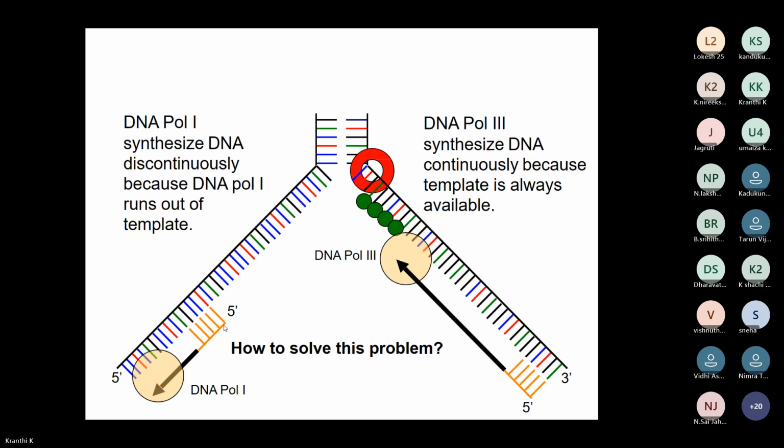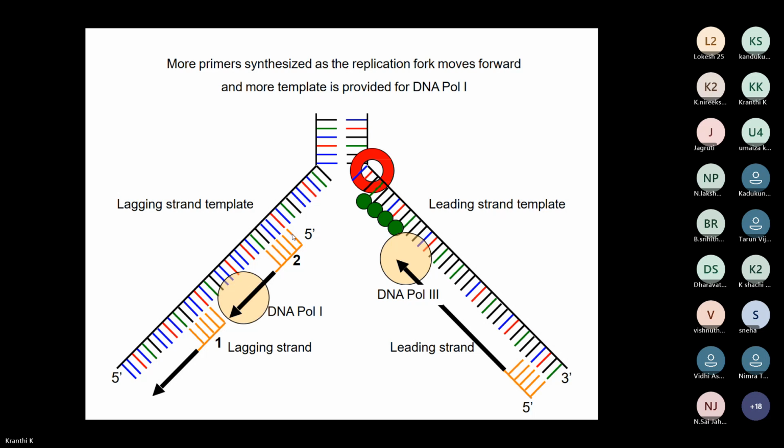Got it? Because here, when this RNA primer is linked here, then from here only the multinucleotide strand will form. But here this is continuous. So DNA polymerase 1 synthesizes DNA discontinuously because it runs out of the template. Here there is no template. Again, the template is forming here. Then again, this primer will be connected here and from here it has to create a new one. Then DNA polymerase 2 synthesizes DNA continuously because the template is always available. Clear? So how to solve this problem means simple. Just now we discussed, right?